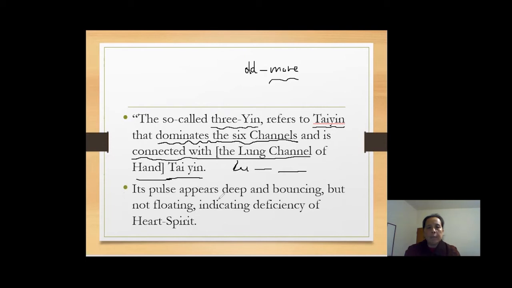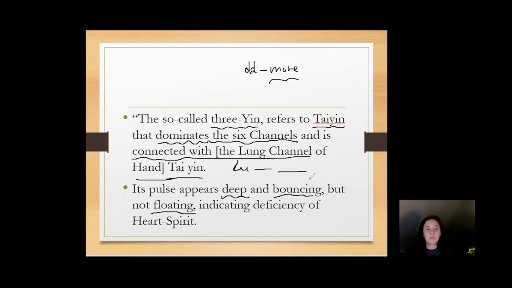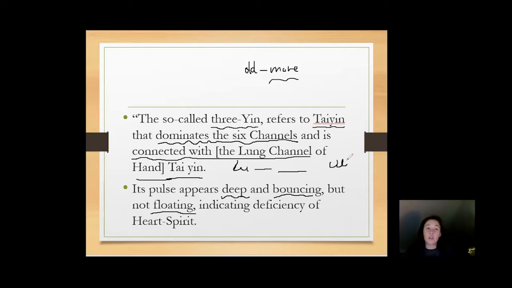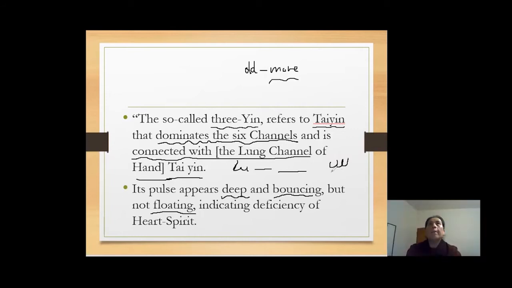And three yin means if we feel the pulse at a deeper location, and jumping. Now, what is a jumping pulse? It's a pretty strong pulse, like surging. I like to say it's a stronger kind of pulse, hitting your fingers there. You feel the pulse hitting your fingers. Surging belongs to the jumping pulse.